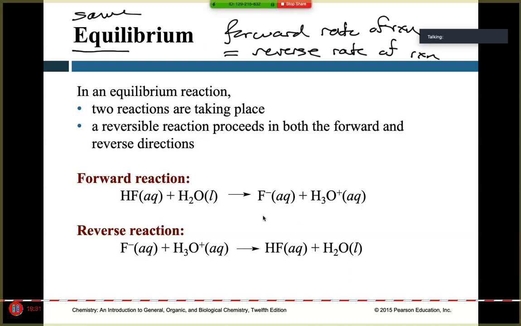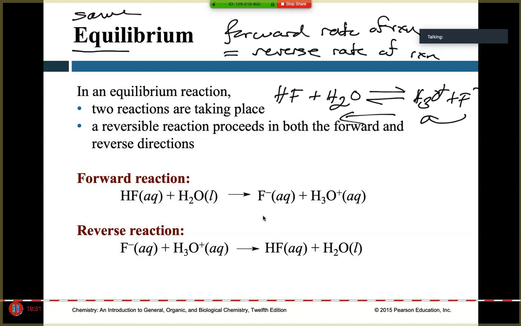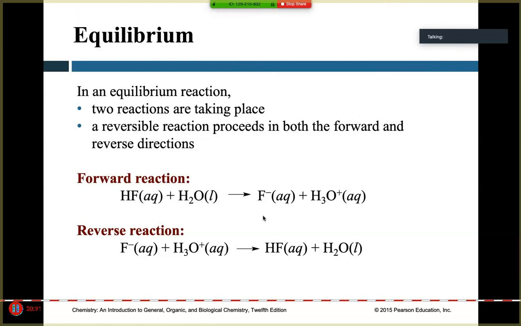That's why you have that double-headed arrow, because it's telling you that if you have something, say hydrofluoric acid and water, sometimes the reaction goes forward, and what that will do is make my hydronium and my fluoride. But every once in a while, these two will smash into each other and the reverse reaction will happen. So there's going to be a rate that describes the forward and a rate that describes the reverse. When those two are equal, that's our definition of equilibrium. Effectively, if you don't mess with that system, nothing will change until the universe literally dies.